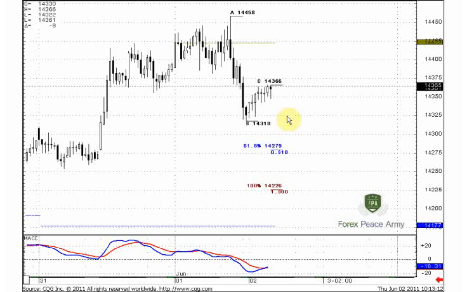Wait for the clear patterns. Well, if I see a nice pattern, I will try to announce it on the forum on ForexPeaceArmy.com. So read our forum and be aware and be ready for some patterns.